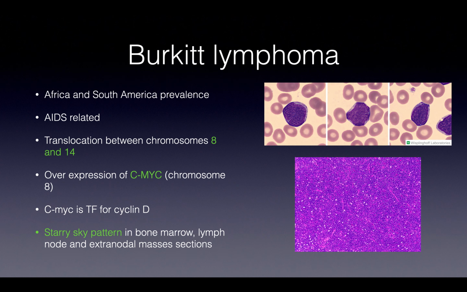Burkitt's lymphoma is caused by Epstein-Barr virus, and there are different types, and all of them have a relation to the c-Myc protein, and they have a starry sky appearance in the bone marrow, and that's where these macrophages are going to be filled with these tingible bodies, as you can see here, and they're surrounded by all these small blue cells. That's why it's a starry sky.